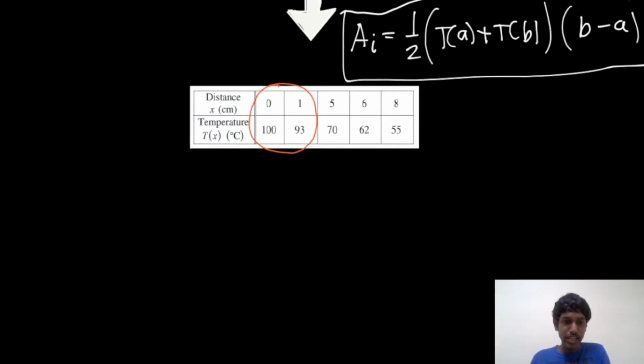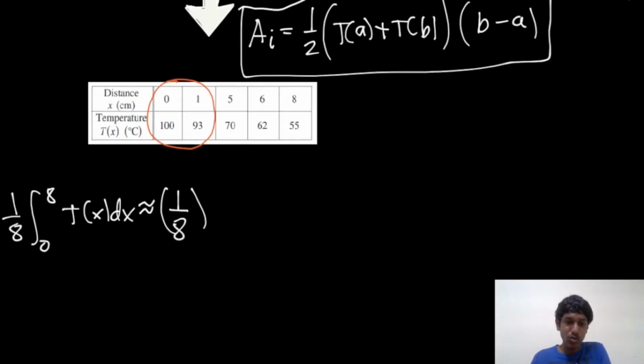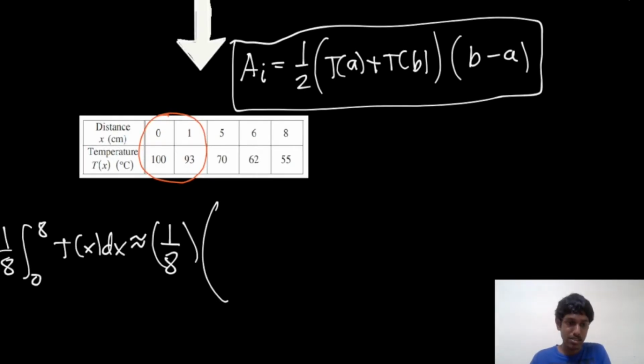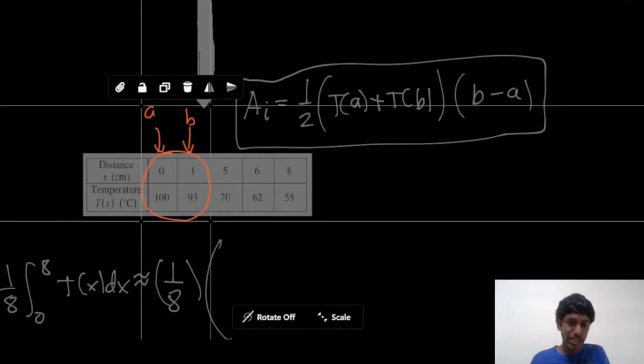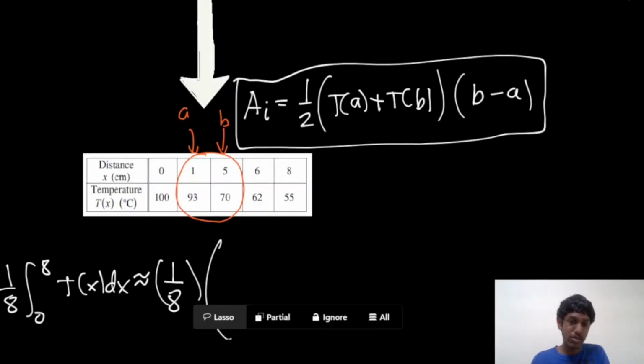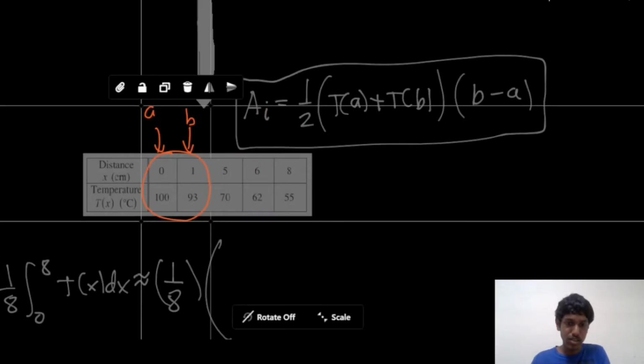So we were trying to calculate 1/8 times the definite integral. Whenever you have these factors, I usually like to write them down first, just so that I don't forget to write them down later. Then we're going to have a sum of these pieces. For example, this first piece starts at a, which is 0, and ends at b, which is 1. Then we sum over this piece, where a is 1 and b is 5, and then we go to this piece, and then that piece, and so on.